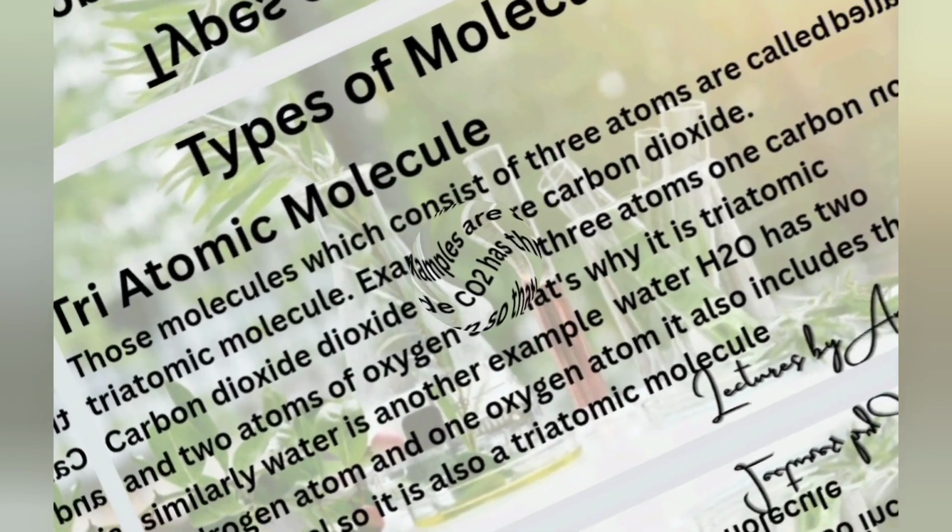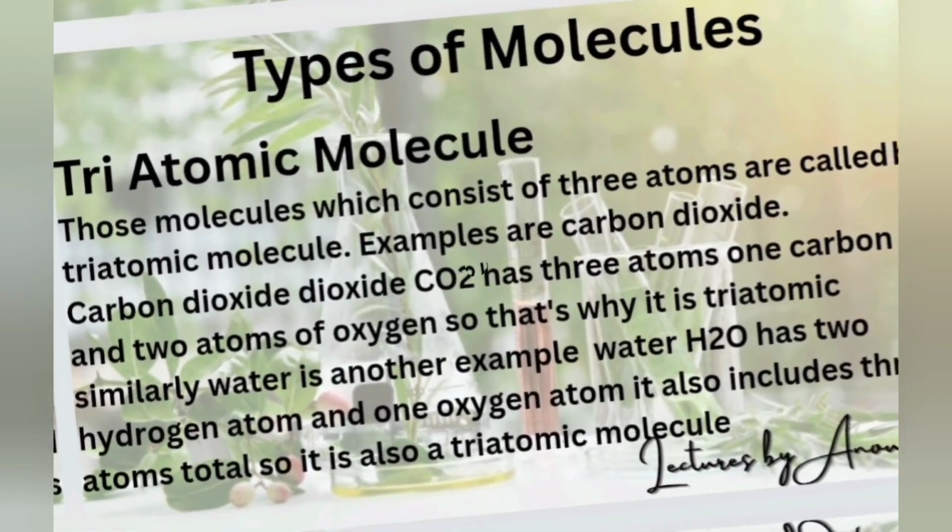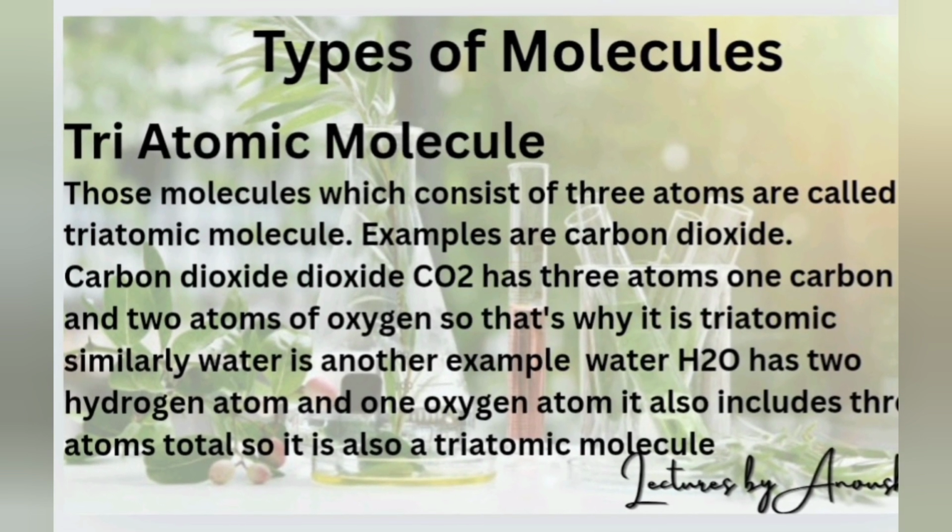Then comes the triatomic molecule. Those molecules which consist of three atoms are called triatomic molecules. An example is carbon dioxide. Carbon dioxide has three atoms, one carbon and two atoms of oxygen. So that's why it is triatomic. Similarly, water is another example. Water has two hydrogen atoms and one oxygen atom. It also includes three atoms in total. So it is also a triatomic molecule.